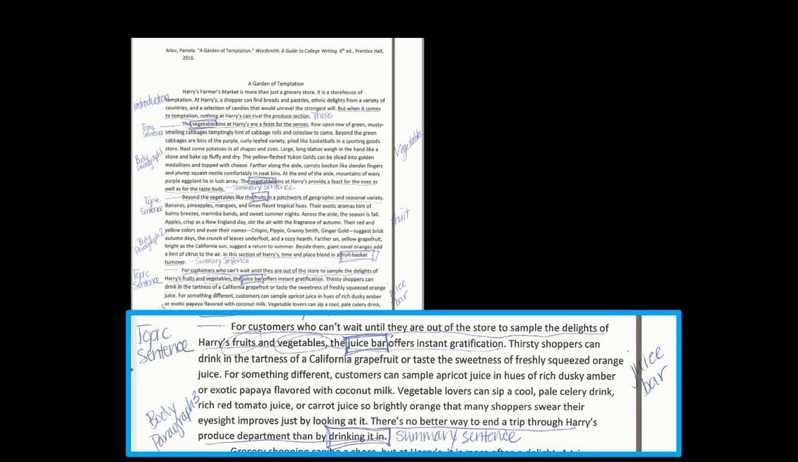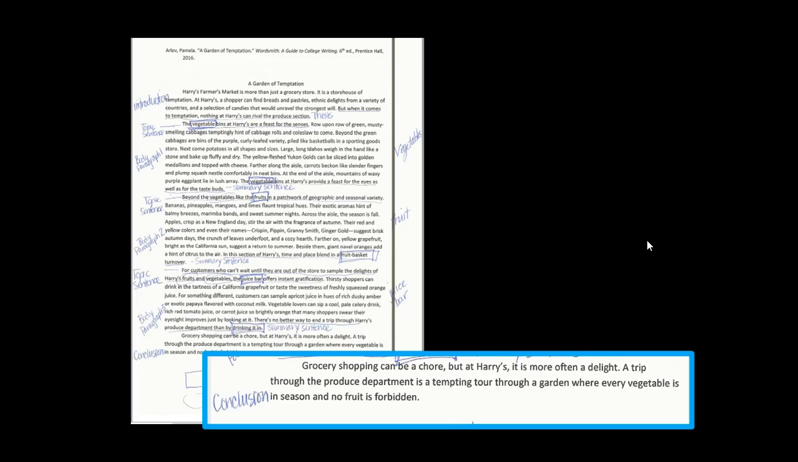Now, the final paragraph is the conclusion, which, based on what we've read, should remind us that we went over vegetables, fruit, and juice bar, and that it was a very descriptive essay. So let's see how it went.